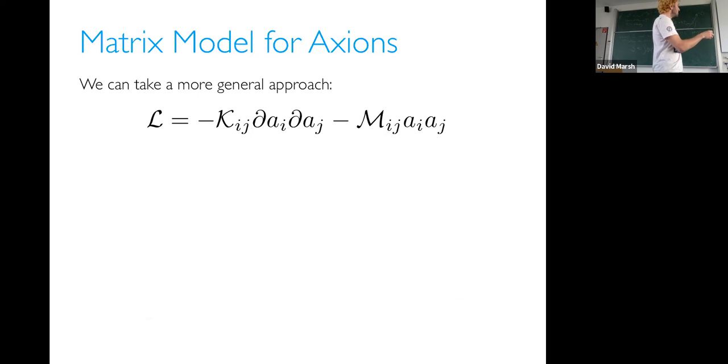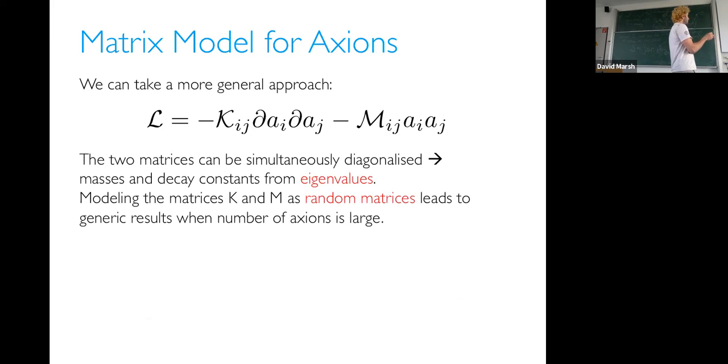And some general K. You can always diagonalize two matrices simultaneously. You can just look this up for classical field theory in Goldstein. The 2 matrices can always be simultaneously diagonalized. So the masses and decay constants of our axions here can just be computed from the eigenvalue spectrum of K and M.